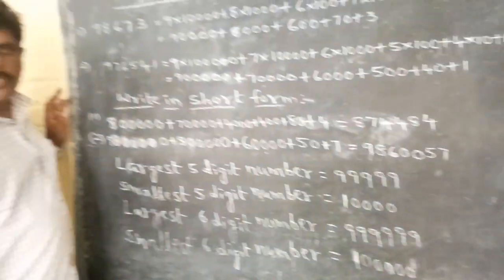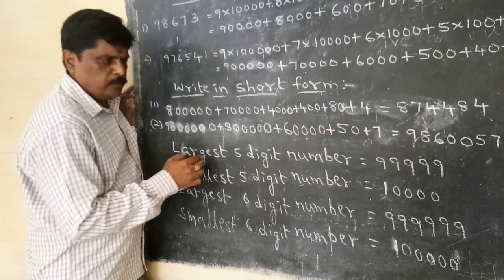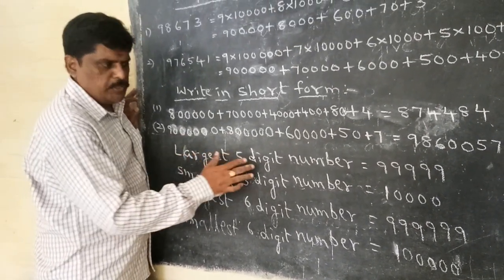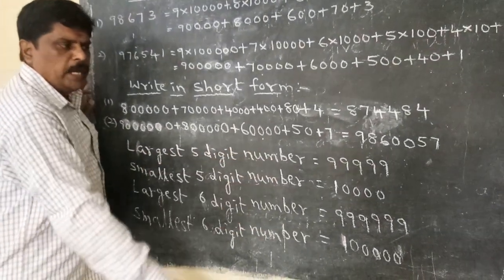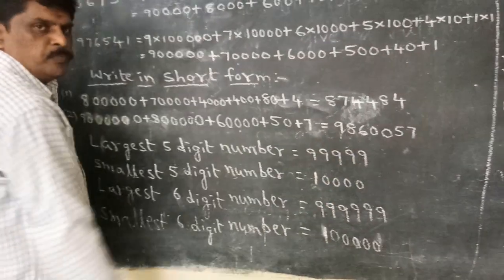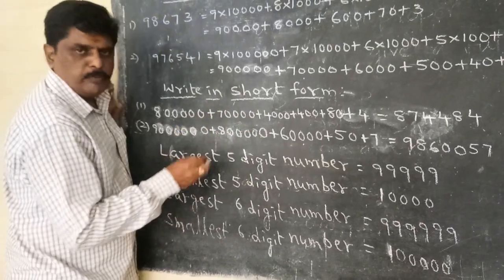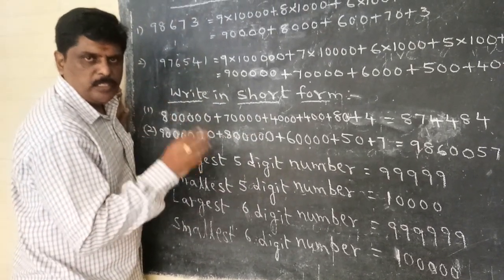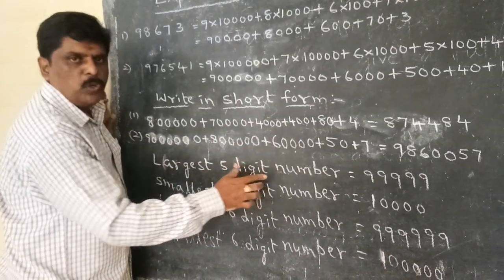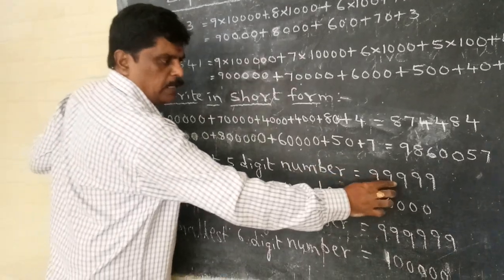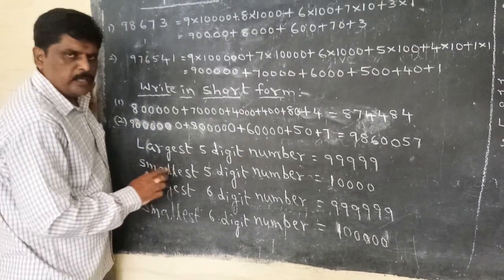Do all of you understand or not? Okay, here I have given the largest 5-digit number. All of you know about it. The largest 5-digit number is 99,999. You have to write 5 nines here. If you want the largest 6-digit number, you have to write 6 nines. So 99,999 is the largest 5-digit number.